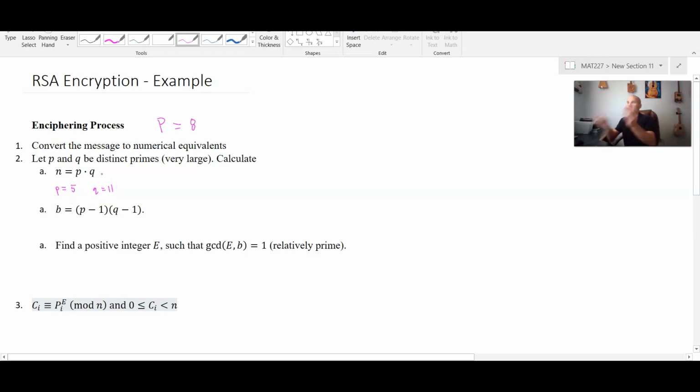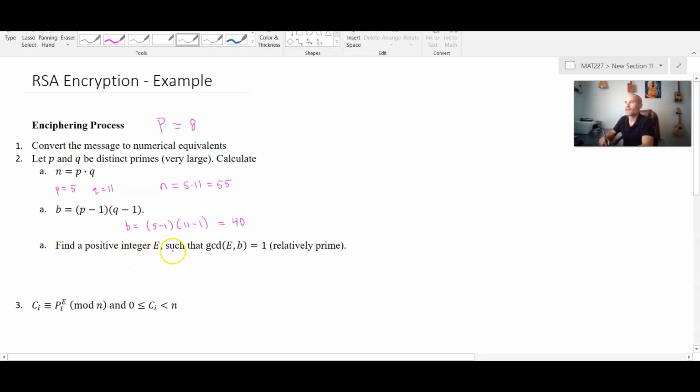Now it doesn't really matter whether p is 11, q is 5. We only use these to compute n and b, so the order of multiplication is not going to make a difference. So our value of n is going to be 5 times 11, which is 55. And our value of b is going to be 5 minus 1 times 11 minus 1, which is equal to 50. Excuse me, not 50, but 40.